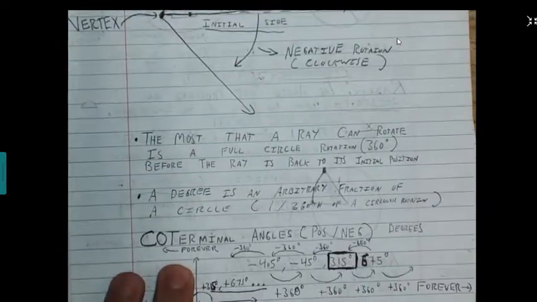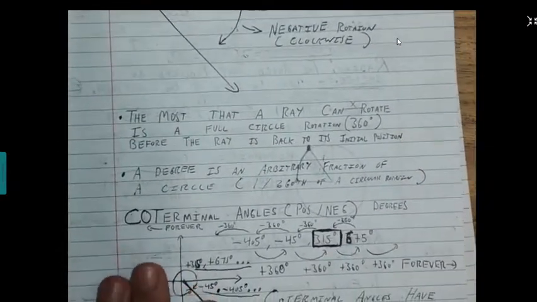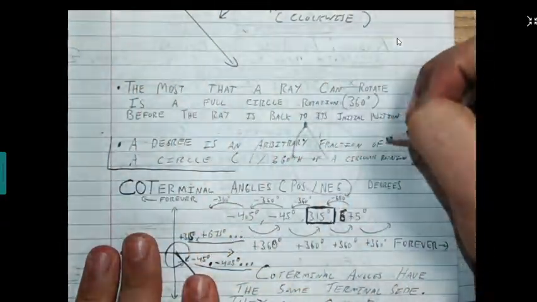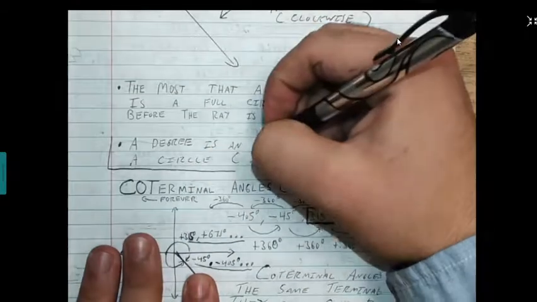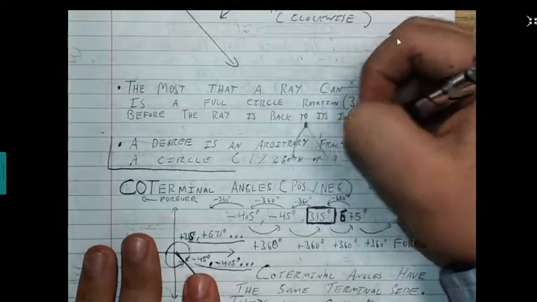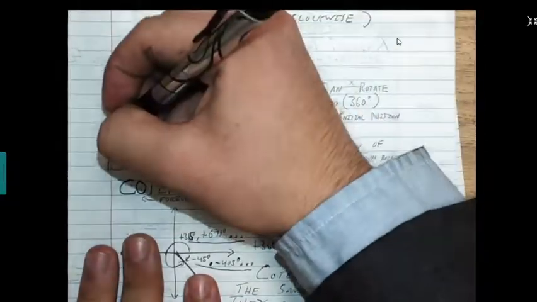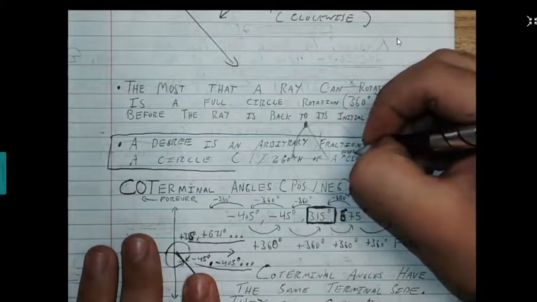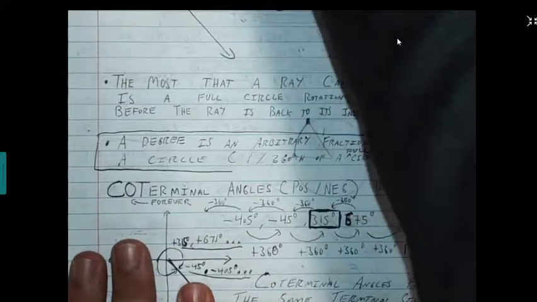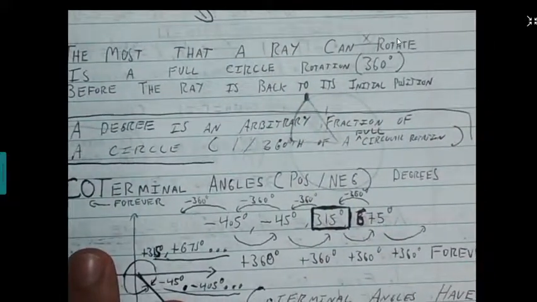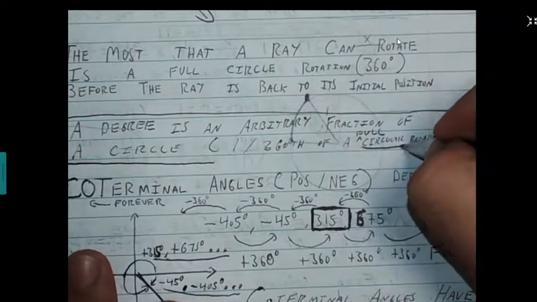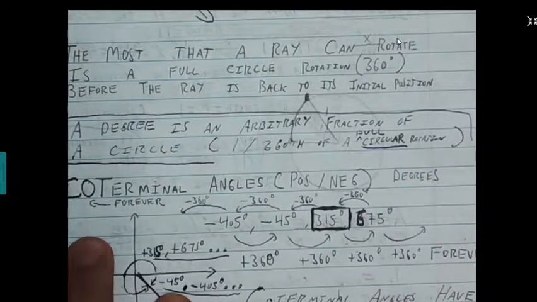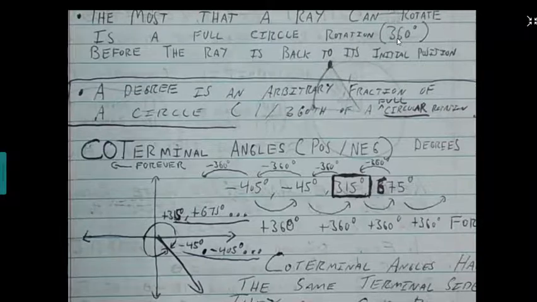All right. So then let's talk about what a degree is. A degree is an arbitrary fraction of a circle rotation. So it's 1 over 360th of a full circular rotation. So I should say a full circular rotation. That says circular. Now, coterminal angles.